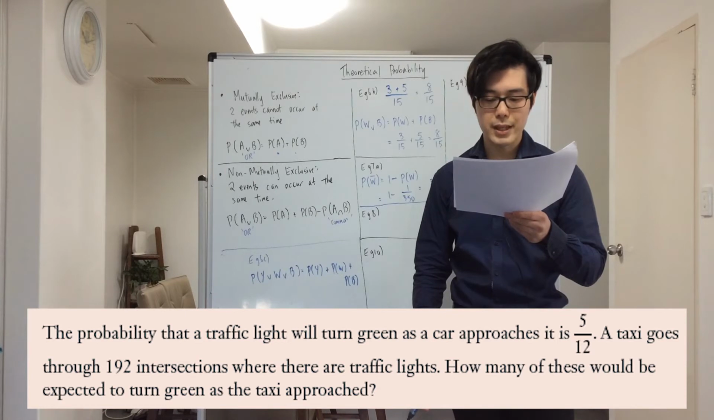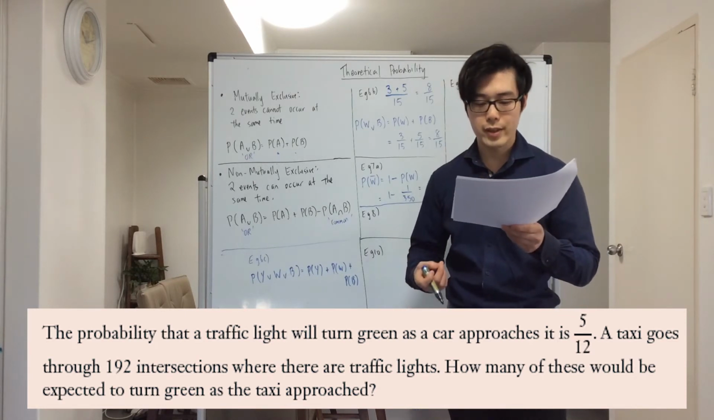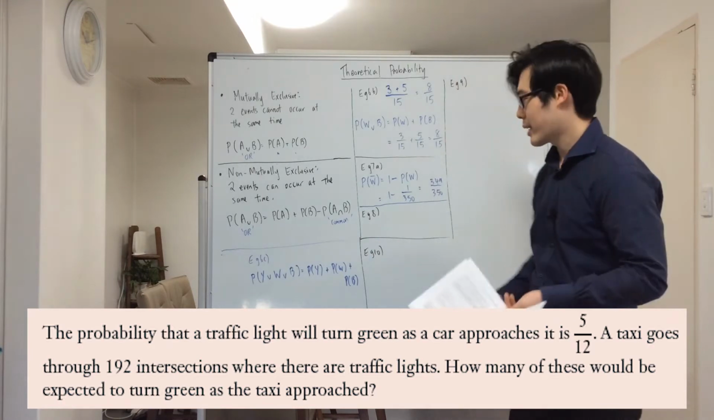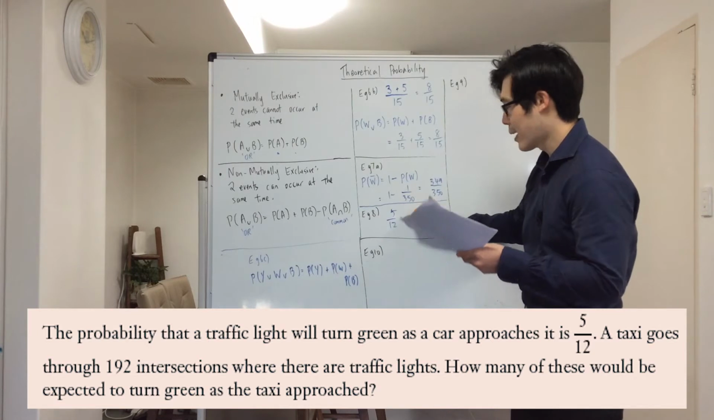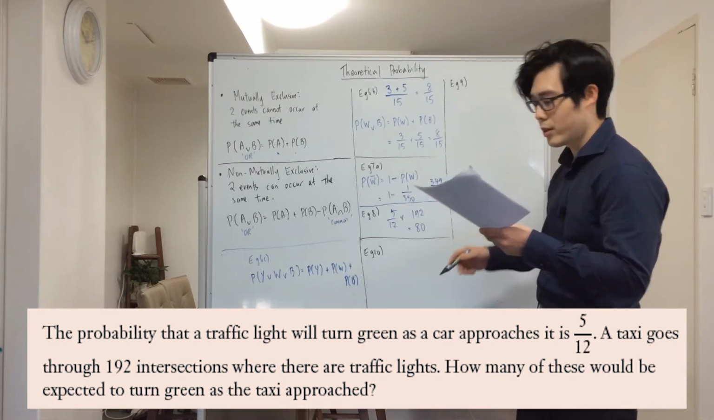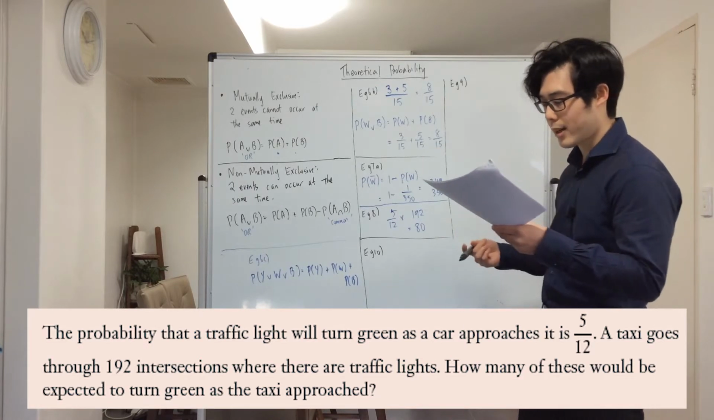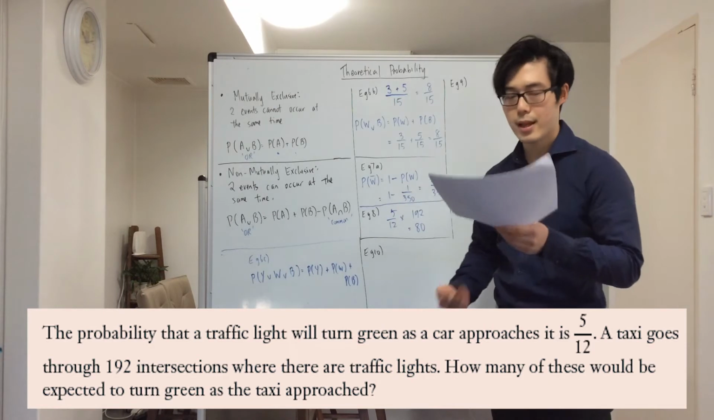How many of these would be expected to turn green as a taxi approached? If we're trying to make a prediction, or if the question says expected, or to calculate the expected number of things, all you need to do is get that probability times the number of things. And that's basically the answer, which is 80. So we're expected to get 80 traffic lights that would turn green. So probability times the number of things, or number of trials.